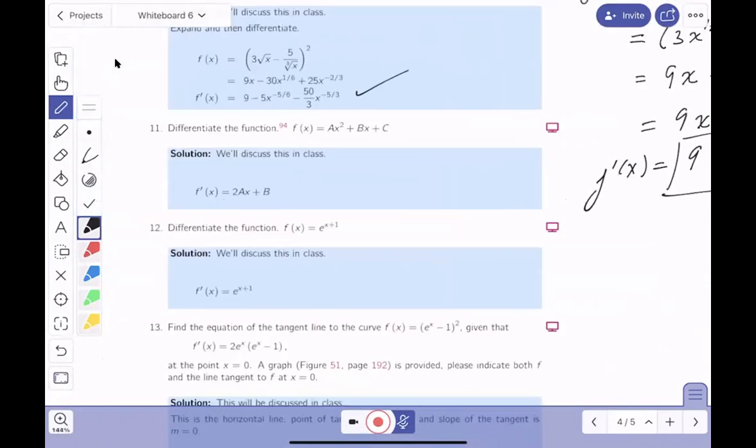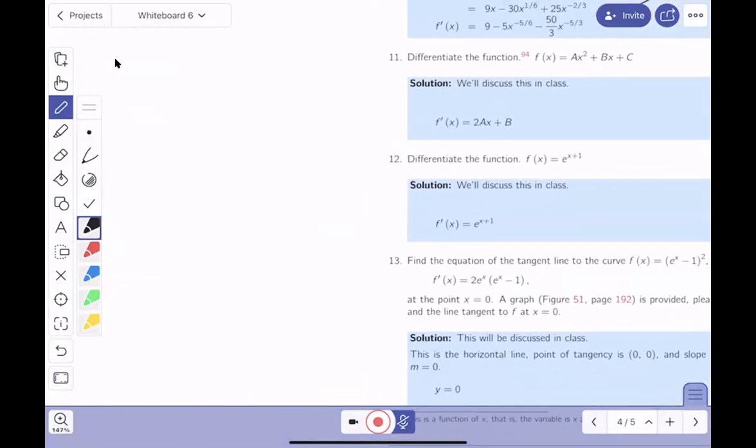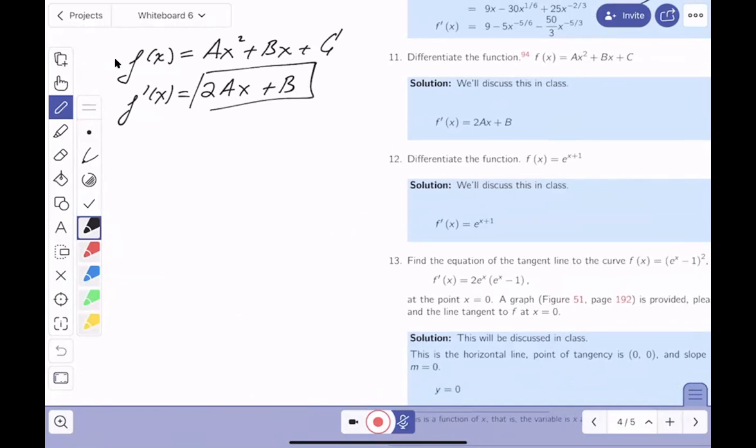Let's look at number 11. Again, we're not trying to confuse you. We're just trying to point out problems that students tend to be confused by. We're trying to remove the confusion by showing you things. This is f of x equals ax squared plus bx plus c. This is the understanding that a, b, and c are constants, and x is variable in the problem. So f prime of x is going to equal 2ax plus b. Again, a, b, and c are constants.